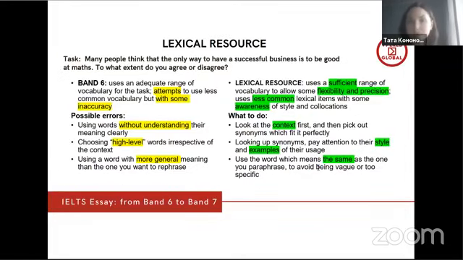One of my favorite points is lexical resource. Very often students try to learn numerous lists of vocabulary and they get sick and tired of constantly trying to memorize numerous words, and finally they end up with Band 6, though they use a lot of complicated words. What is their mistake?